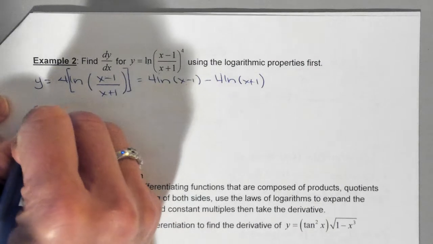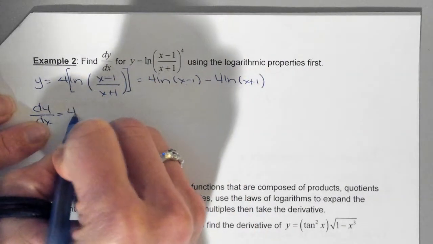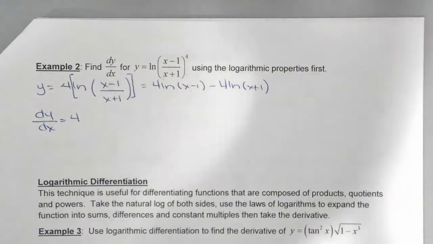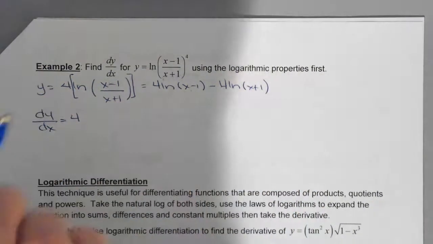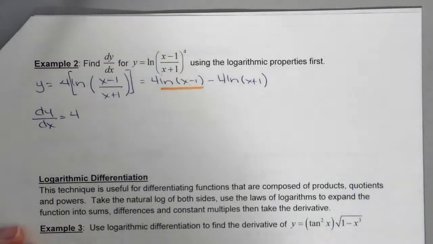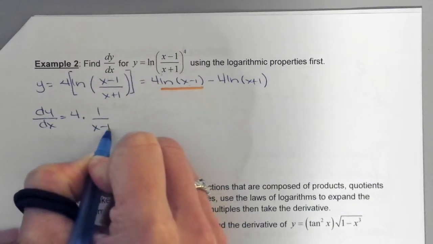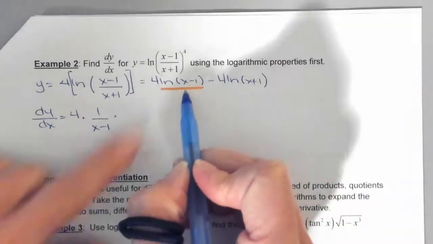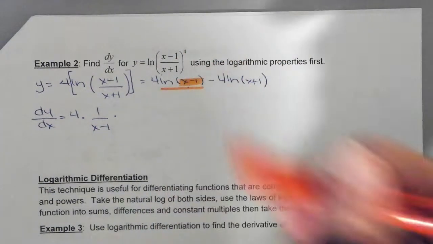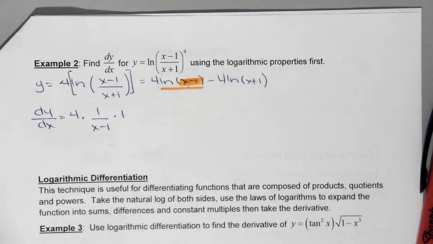So dy dx is equal to, let's just leave the 4. I'm just writing everything out. I know that you guys can do some of this stuff in your head, but I just want you to see where stuff's coming from. The derivative of this part right here is based on the rule. So this is going to be times 1 over x minus 1 times the derivative of x minus 1, which you guys just told me is 1. Okay, typically you don't write that, but I'm just writing it all out.